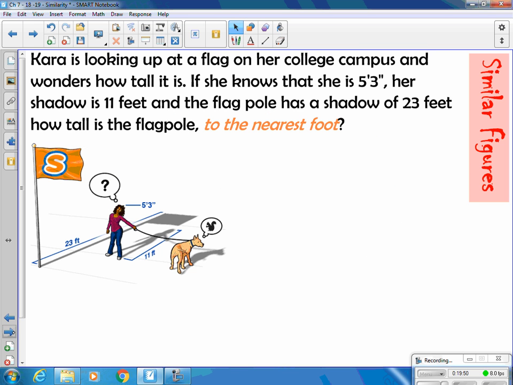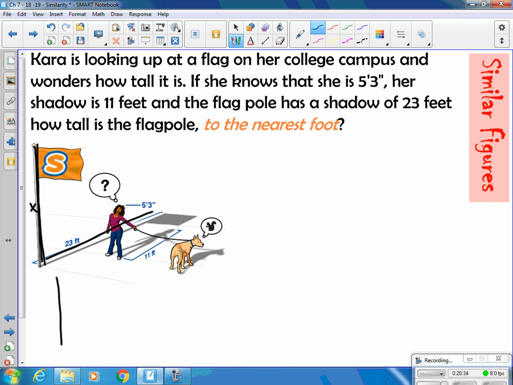All right, last one. Of course, you all know this is going to be the hardest one, right? Kara is looking up at a flag on her college campus and wonders how tall it is. Okay, she knows that she is 5 feet 3 inches, her shadow is 11 feet, and the flagpole has a shadow of 23 feet. How tall is the flagpole to the nearest foot? Okay. So I believe we need to find how tall this flagpole is, yes? I believe this is X. And we're dealing with a shadow here. So I'm thinking that's going to kind of make a triangle.